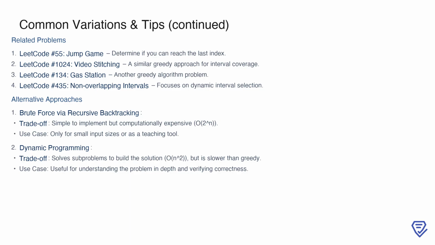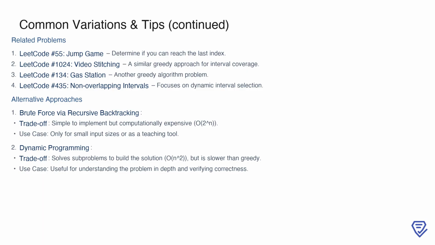Speaking of related problems, understanding Jump Game 2 can help you tackle others with similar patterns. For example, LeetCode number 55, Jump Game, asks whether you can reach the last index at all, making it a simpler variant of this problem. Another example is LeetCode number 1024, Video Stitching, which involves covering intervals using a greedy strategy. Similarly, LeetCode number 134, Gas Station, and LeetCode number 435, Non-overlapping Intervals, both focus on applying greedy techniques to optimize solutions. Apart from greedy methods, there are alternative approaches to consider.